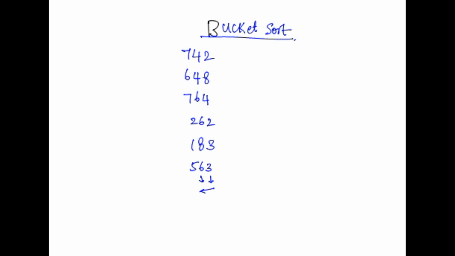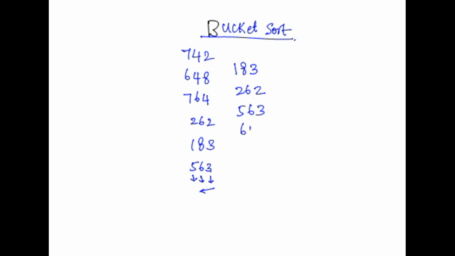So now let's say instead of starting at the least significant digit, let's start sorting based on the most significant digit. When I start sorting on the most significant digit, the first number that I am going to get is 183, the second number is 262, and the third number is 563.